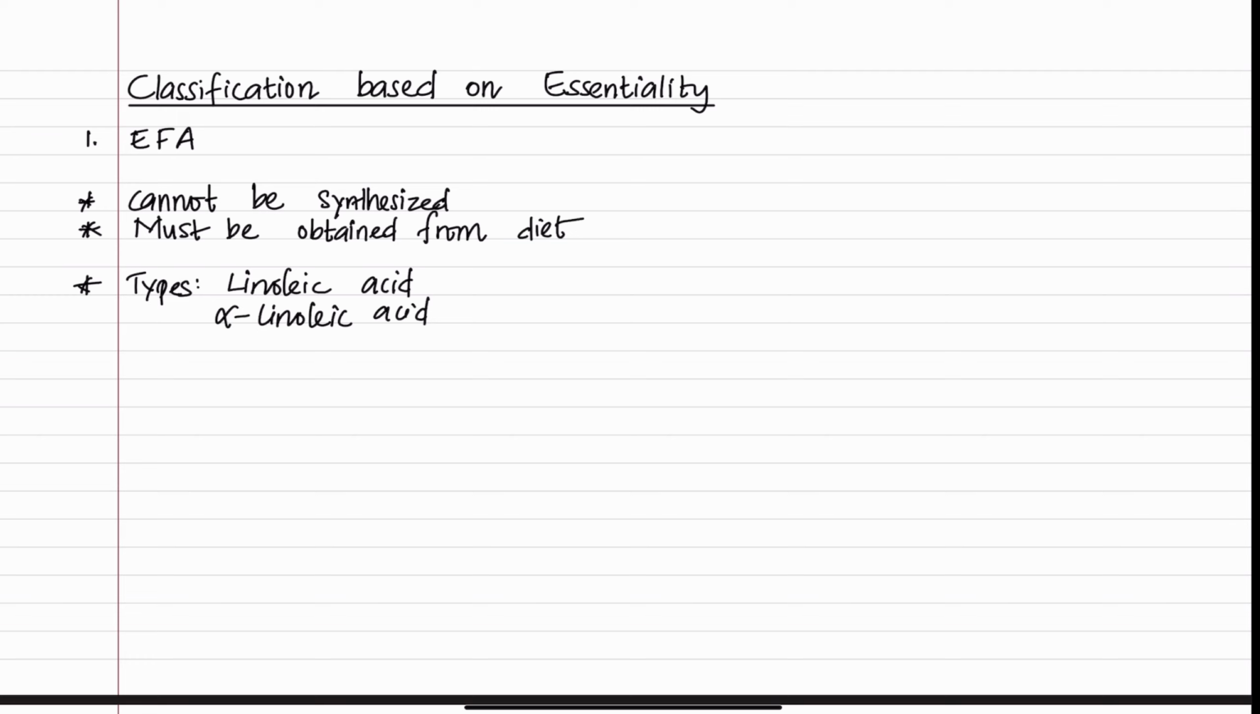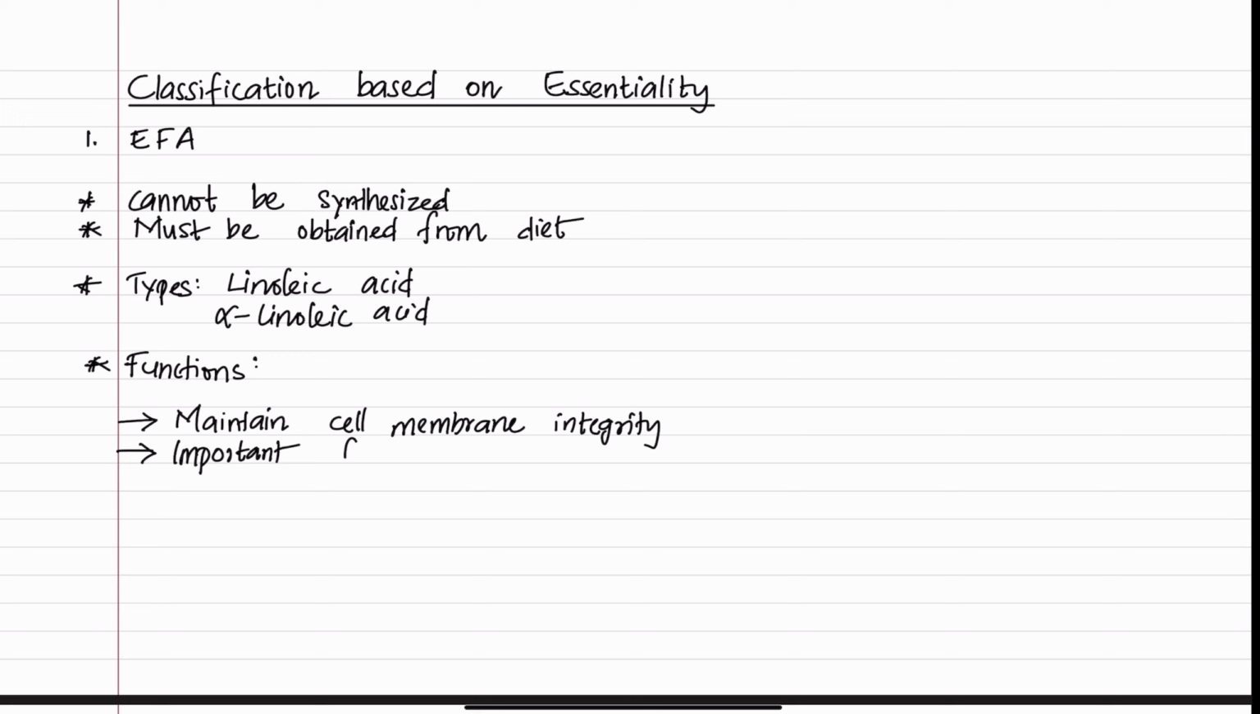Let's also talk about the functions of this. So functions include maintain cell membrane integrity, important for brain development, inflammation control, etc.